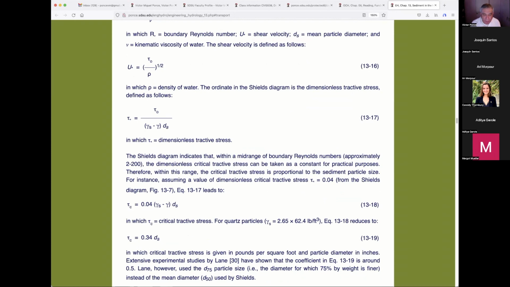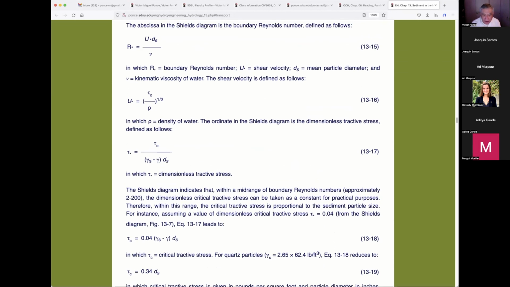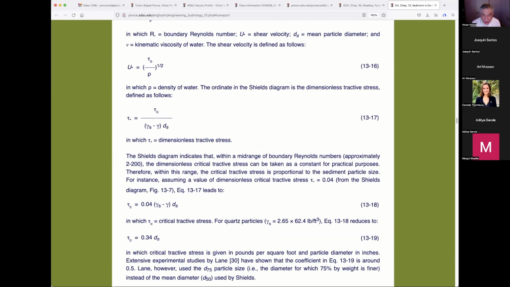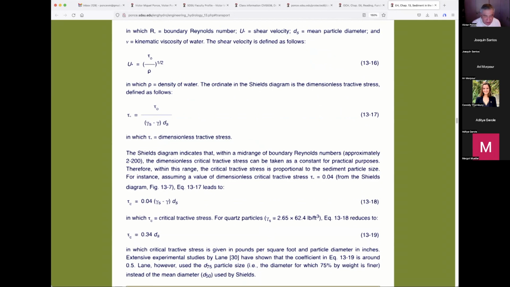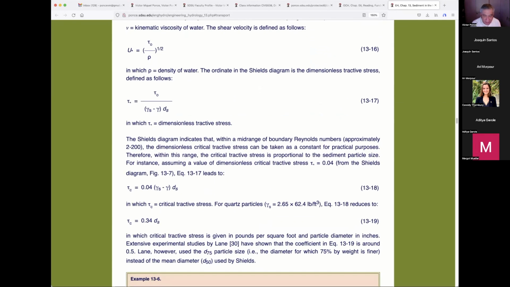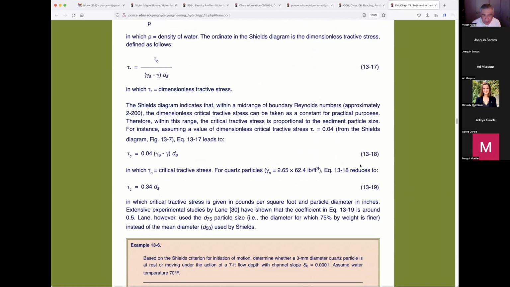So a lot of people that want to use the Shields graph would take the critical tractive stress parameter equal to 0.04. And when that's the case, the critical stress is equal to 0.04 times the diameter. Now for quartz particles, that reduces to 0.34 times the diameter in the proper units, of course, in US customary units.